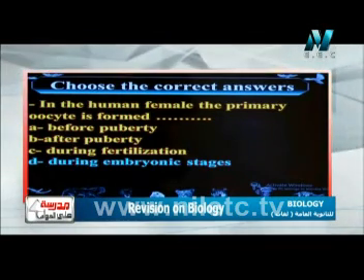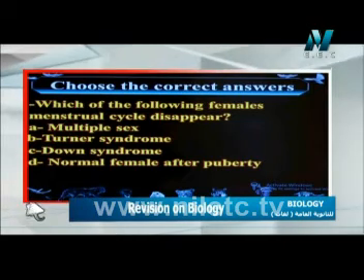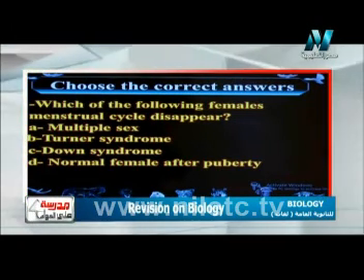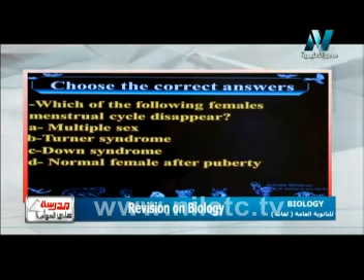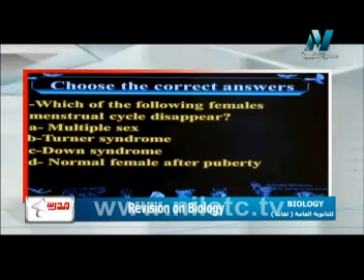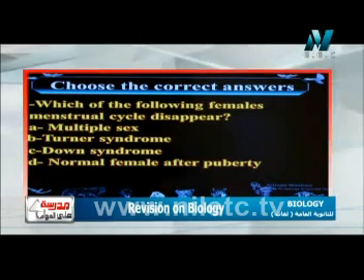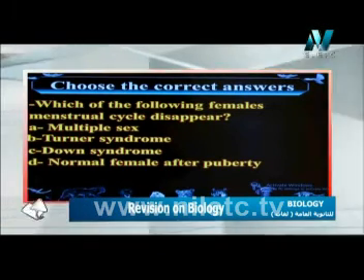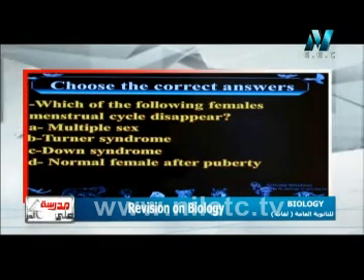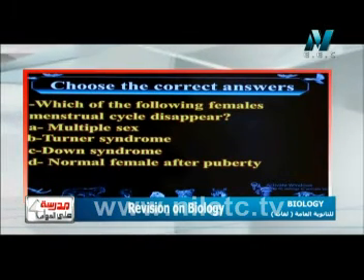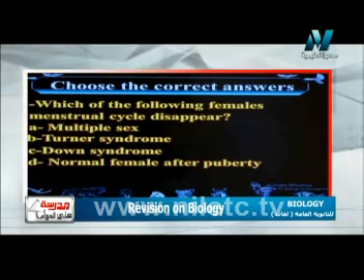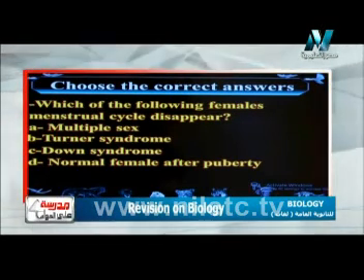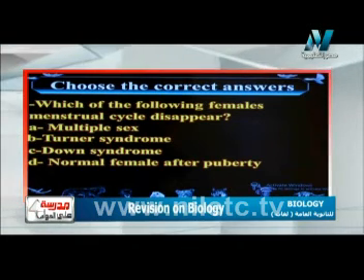The second question. In which of the following females does the menstrual cycle disappear? Number A, multiple X, 44 plus triple X or more than triple X. Number B, Turner syndrome, 44 plus X. Number C, Down syndrome, 45 plus XX. Number D, normal female, 44XX after puberty.